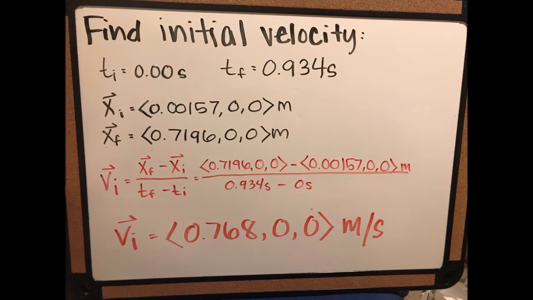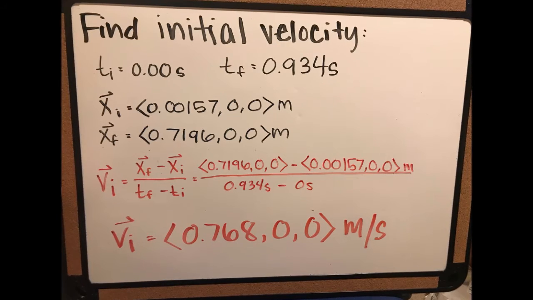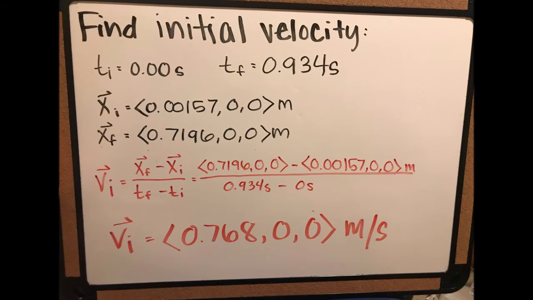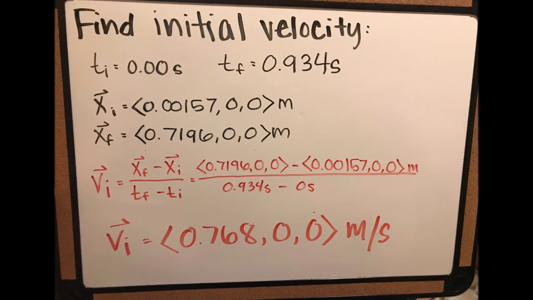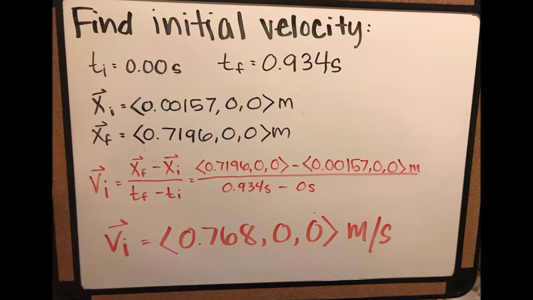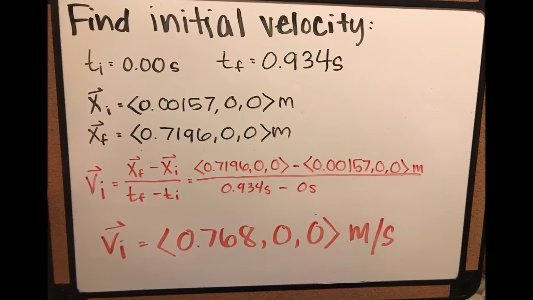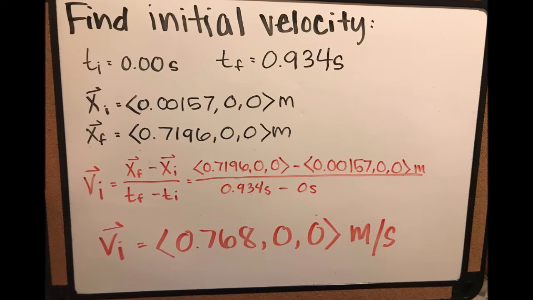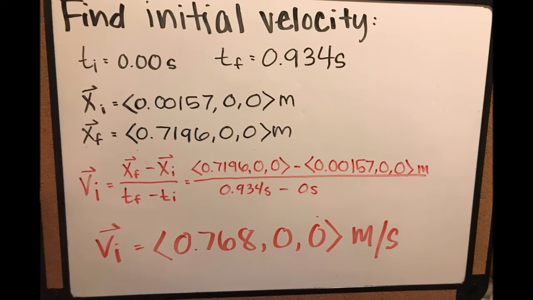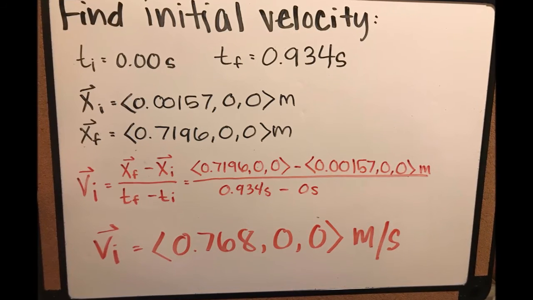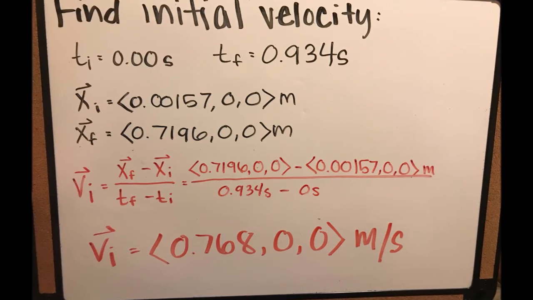The initial time was 0 seconds and the final time was 0.934 seconds. The initial position of the ball was a vector with 0.00157 meters in the x position, and the final position was a vector with 0.7196 meters in the x position. Note that we have changed the position from centimeters to meters, and we have written them as vectors. We will use the formula for velocity to determine that the initial velocity of the ball is a vector with 0.768 meters per second in the x position.